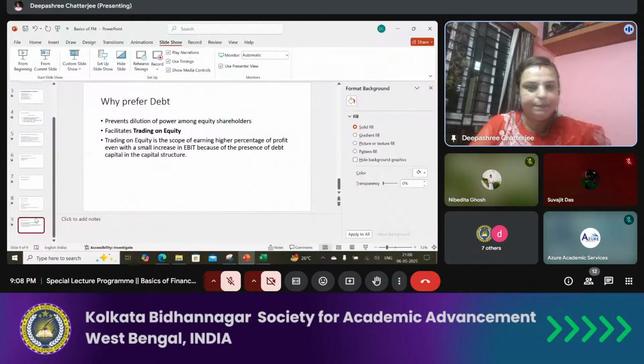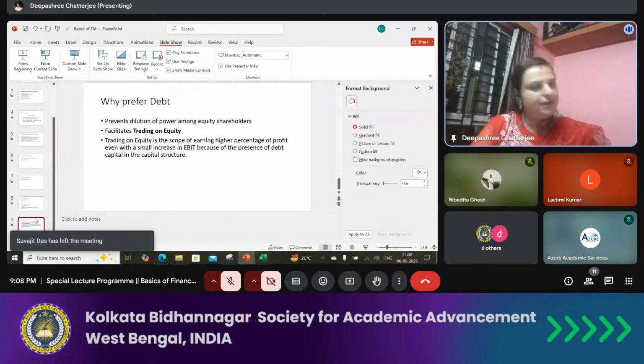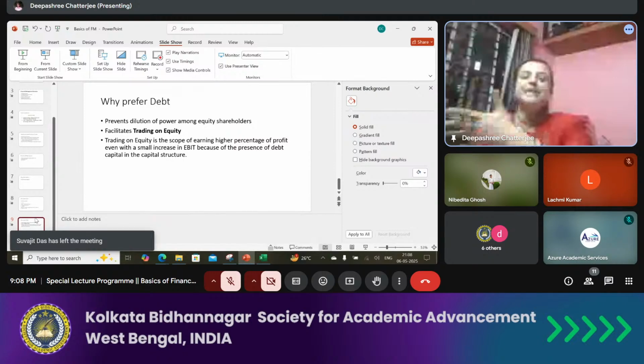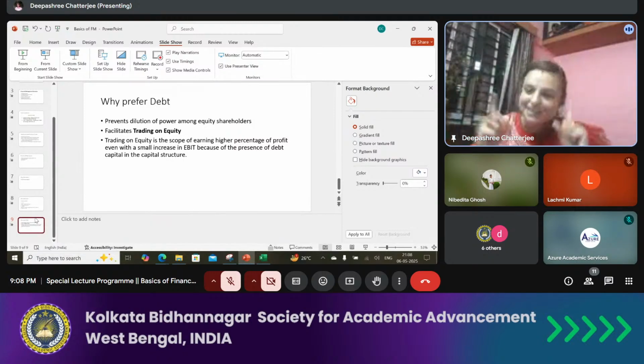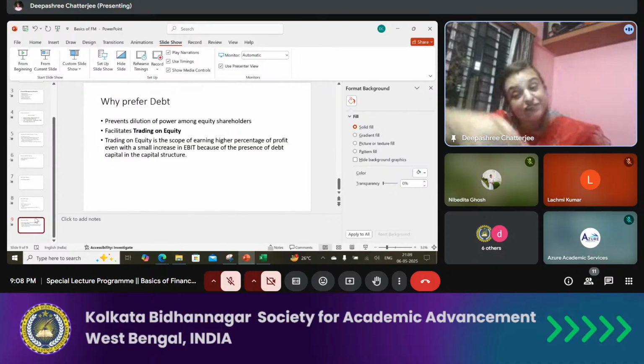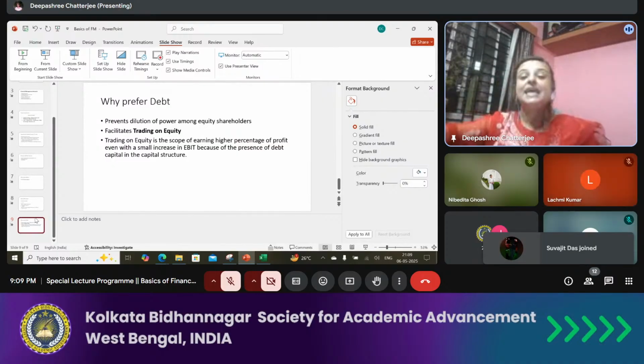There are different methods which you will study in detail in the chapter on capital budgeting, where you study the investment decision. So we have different projects, which project to opt for. This decision is also important, which we will study in detail in the chapter on capital budgeting.